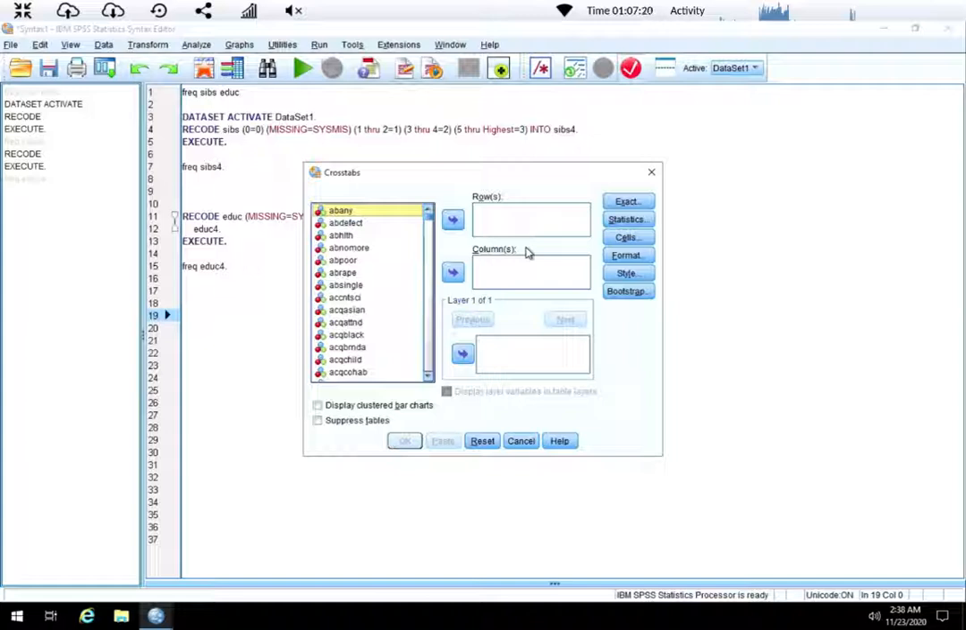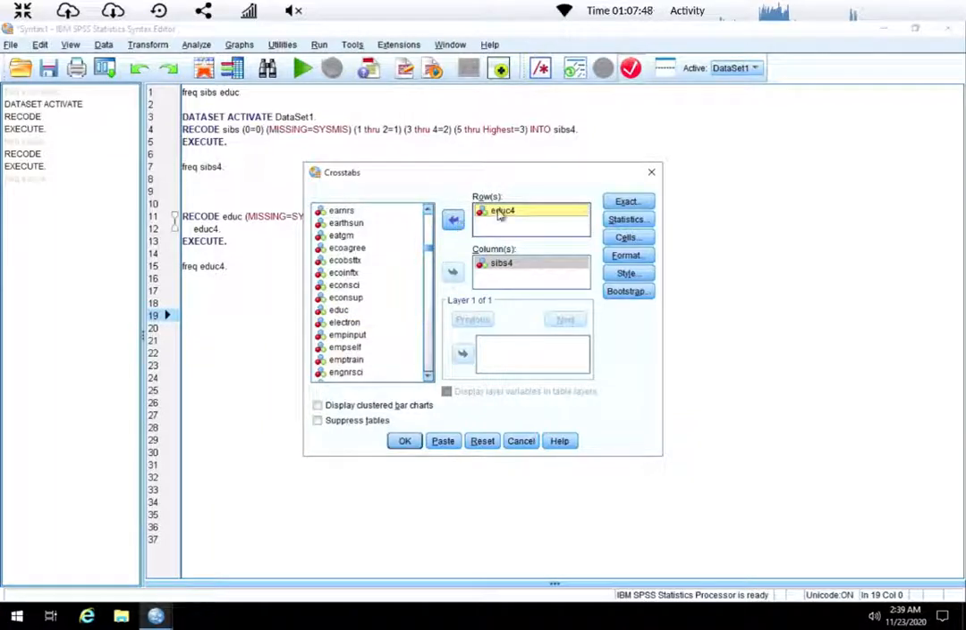We always want to make sure that we put the variables in the correct spaces in SPSS. So we're going to start by doing our independent variable of SIBS, and make sure you get the right one. We want SIBS 4. And that is our independent variable, so it goes in the columns. And we're going to use education 4 as our dependent variable, and that's going to go in the rows.